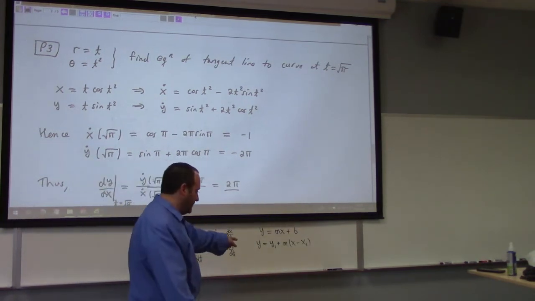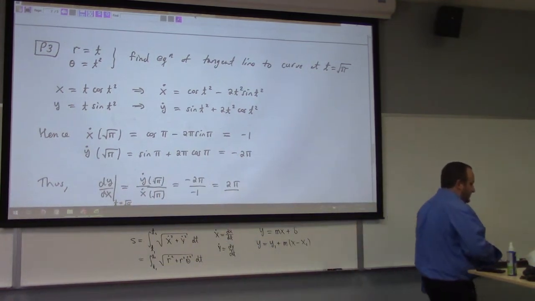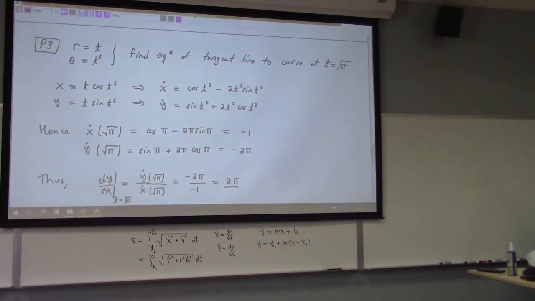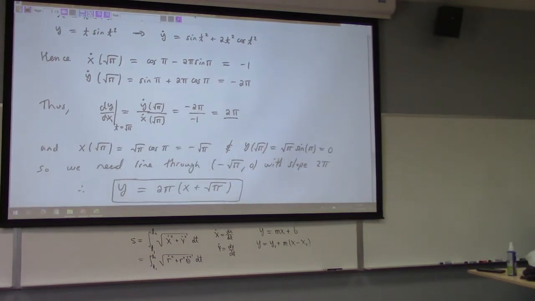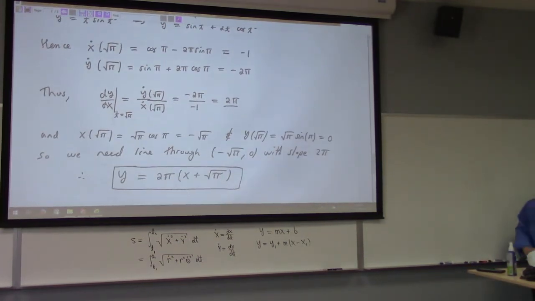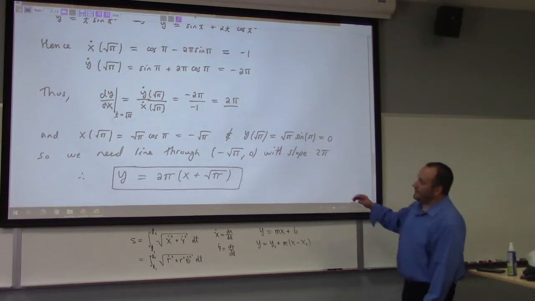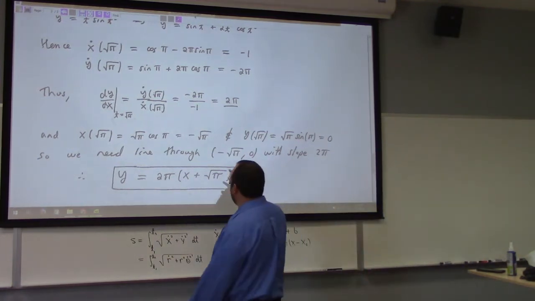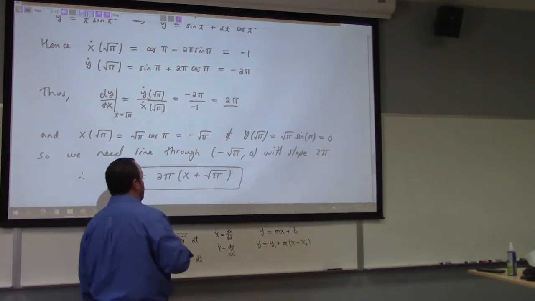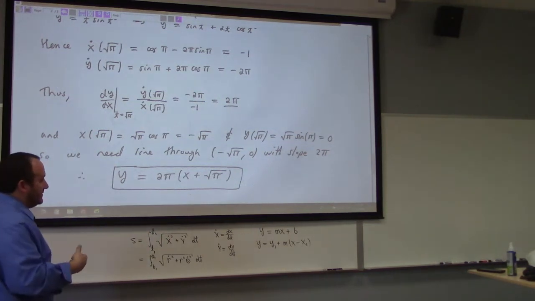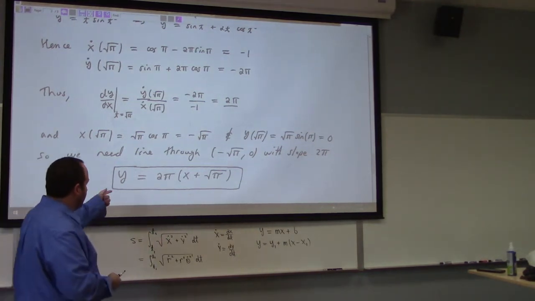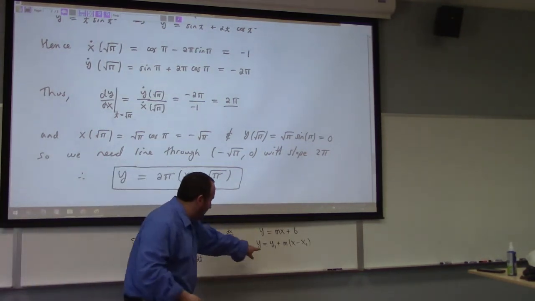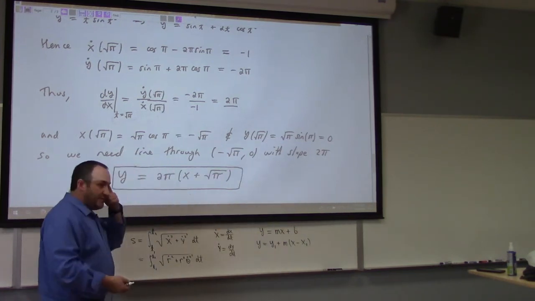This is what I usually use to write the equation of a line, because in calculus I often have the slope and I'm trying to write down the line. And so that's what I did here. I figured out the slope was 2 pi. And then I figured out that the point of tangency was (minus root pi, 0). And so that's what led me to write this, because the y1 is 0 here. But it should have been that.